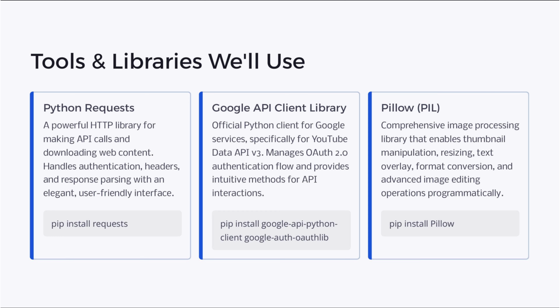Install Python requests for seamless application programming interface calls and web content downloads. Use the Google Application Programming Interface Client Library to manage OAuth 2.0 authentication and interact with YouTube Data Application Programming Interface version 3. Leverage Pillow for advanced image processing, including thumbnail manipulation, resizing, and text overlay. These tools streamline automation and enhance video content management.